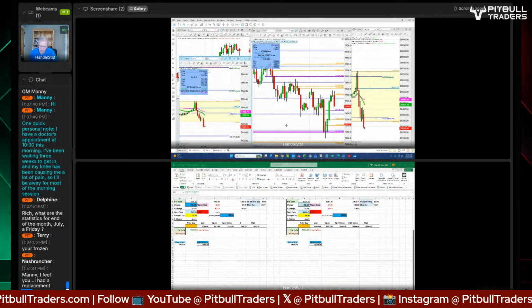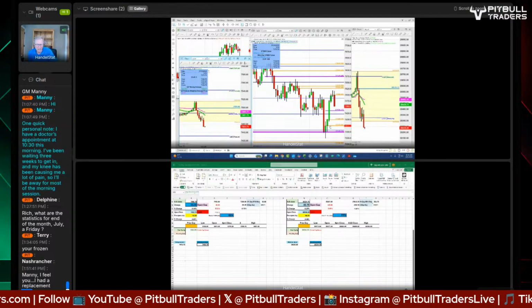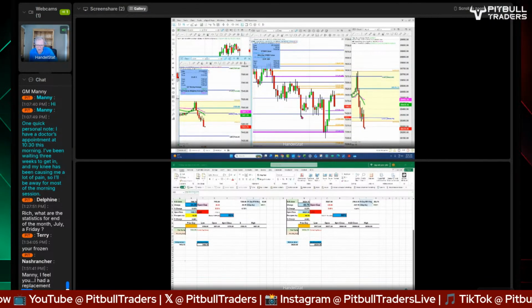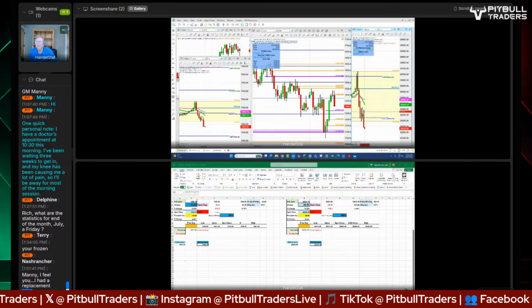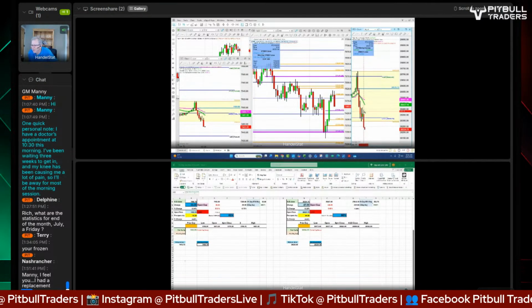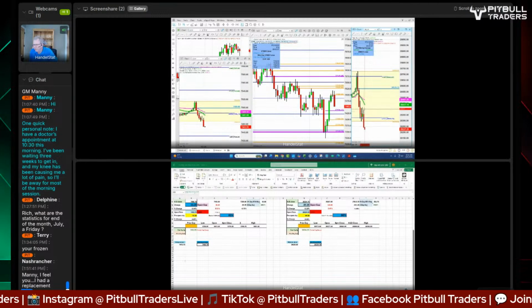This still looks like it wants to expand to the downside because we're under the BGL. This is a sharp drop off over here in the NAS. It's really getting hammered here. So I'm thinking we may be going lower still.